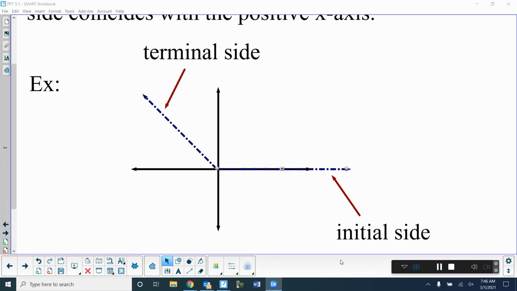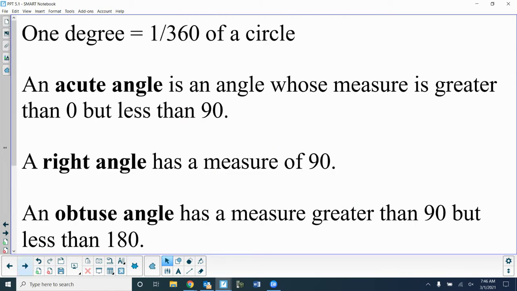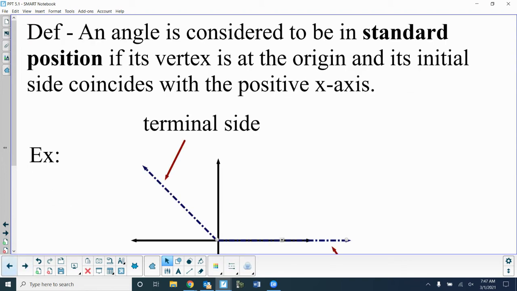All right, that point where the vertex is the origin, right? 0, 0. We call this the first quadrant, second, third, and fourth quadrant. So 1 degree is 1/360th of a circle, right? 360 degrees. An acute angle is greater than 0, but less than 90, so it would have been in this first quadrant, right? Those are acute. They're acute because they're small.